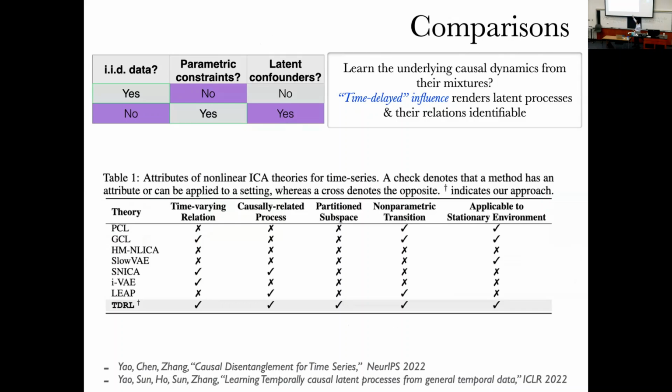So you can see with this framework, essentially you can allow time-varying relations, you allow causally related latent processes, you allow partitioned subspaces. So even if you have this kind of link, this is a subspace, you can separate this subspace from the remaining information, although you cannot determine each of them. And you can have non-parametric transition, and you can also deal with non-stationary environments where I don't have any change in the distribution. Okay, good. In all those cases, you have identifiability.